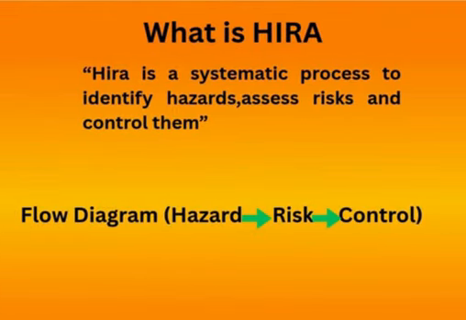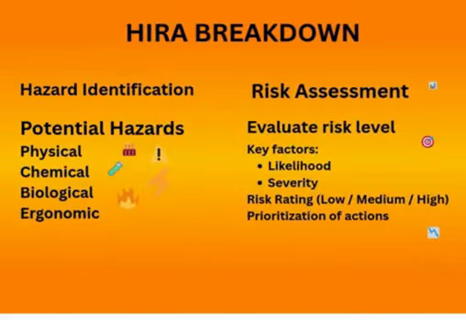First, what is HIRA? HIRA stands for Hazard Identification and Risk Assessment. It is a systematic and structured process used to identify potential hazards, evaluate the risks associated with those hazards, and implement appropriate control measures to prevent accidents, injuries, and losses. Now let's break HIRA into two main parts so that it becomes easier to understand.